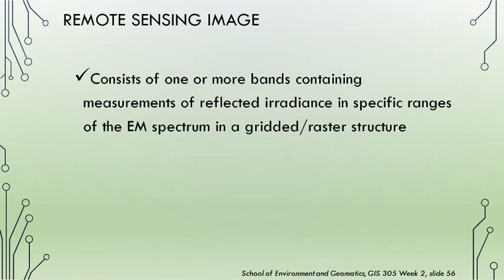Well, they consist of one or more bands. We'll talk about what bands mean. And these bands contain measurements of reflected irradiance. Now you should know what that means by now. In specific ranges of the electromagnetic spectrum, in gridded or raster structures. So we will talk about what bands are and how the measurements are made, and delivered in gridded or raster structures.